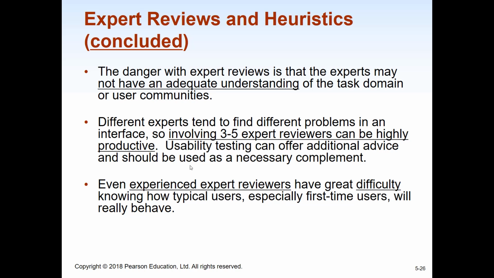The danger with expert reviews is that the experts may not have an adequate understanding of the task domain or user communities, but this can be avoided by briefing or debriefing the experts before doing their reviews. Having a number of experts from 3 to 5 can be highly productive to avoid any bias or subjectiveness. Usability testing can offer additional advice and should be used as a necessary complement.